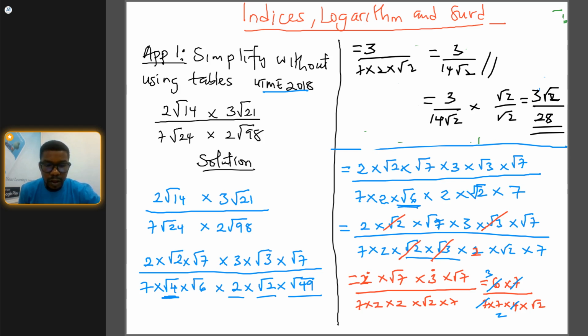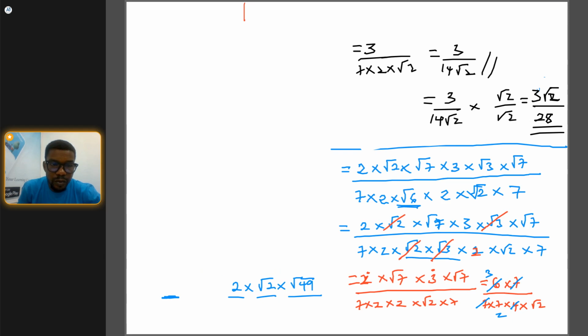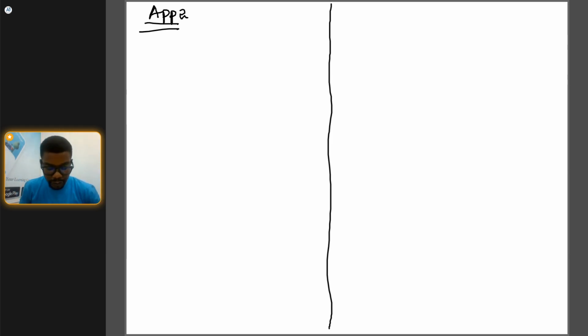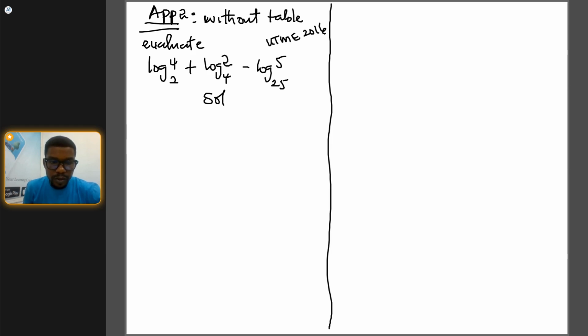So permit me to clean the board. So app 2. We are going to take a question on logarithm this time around, without table. Evaluate log 4 base 2 plus log 2 base 4 minus log 5 base 25. This is a UTME question, 2016. So let's solve this together. Solution.